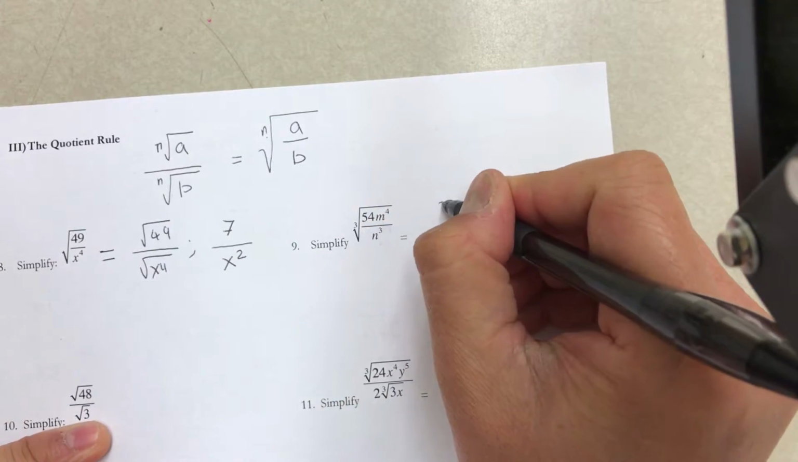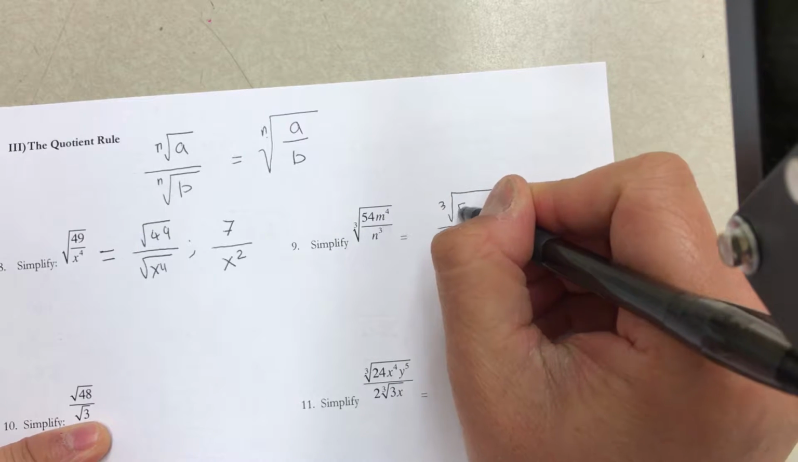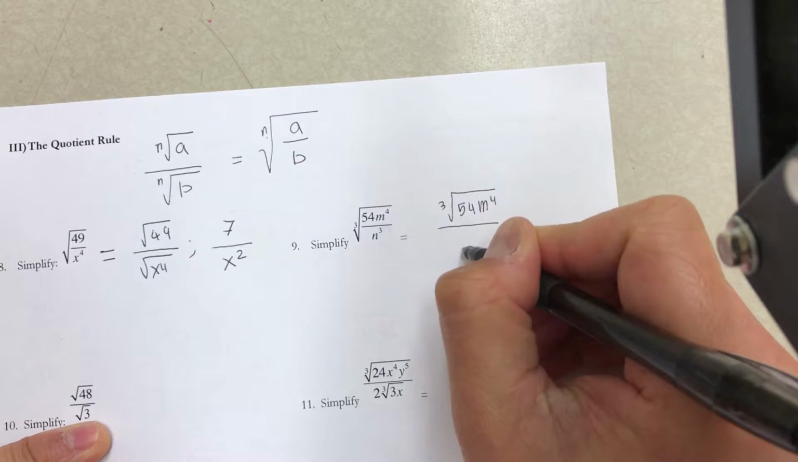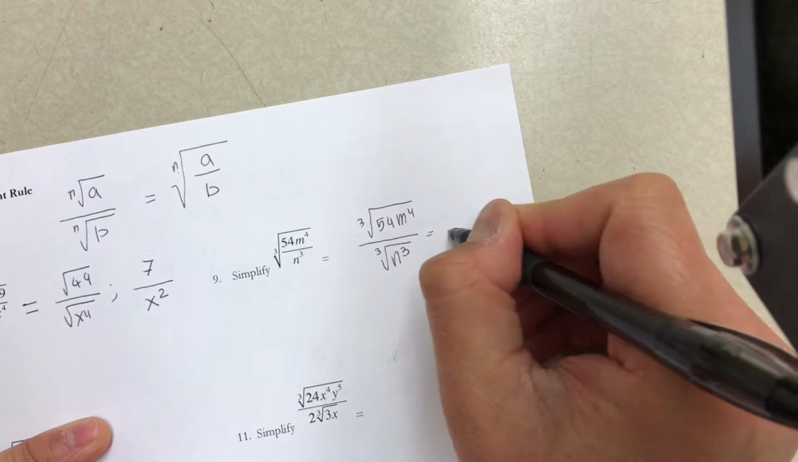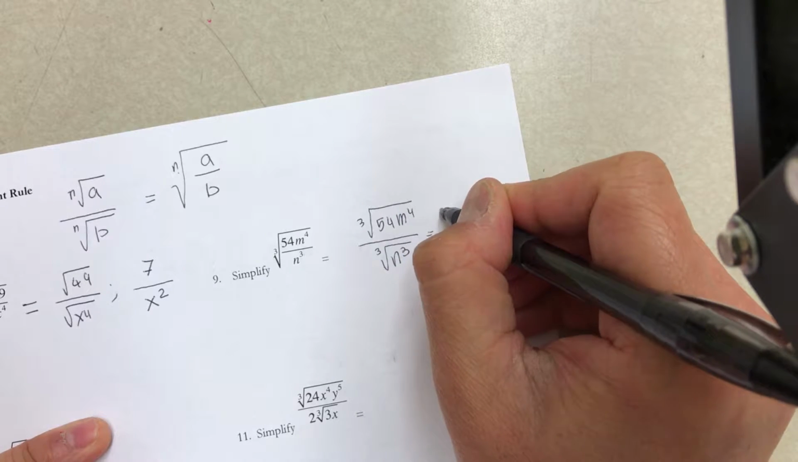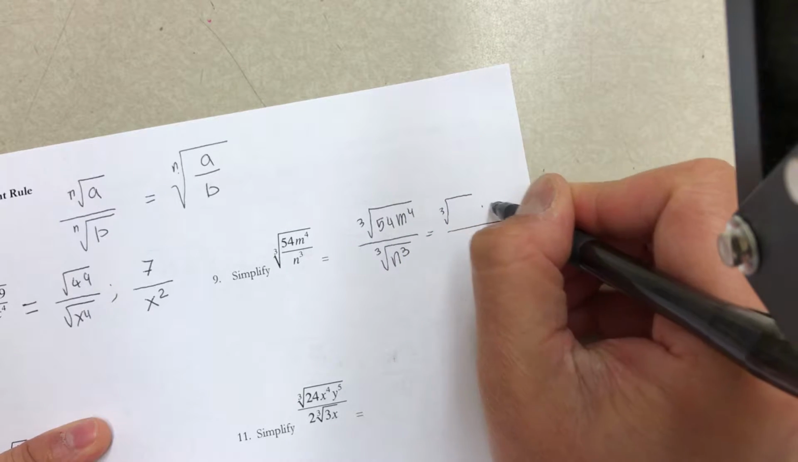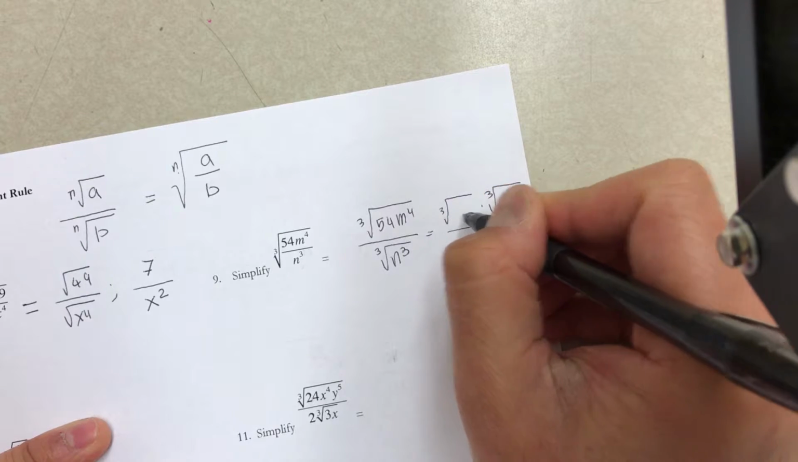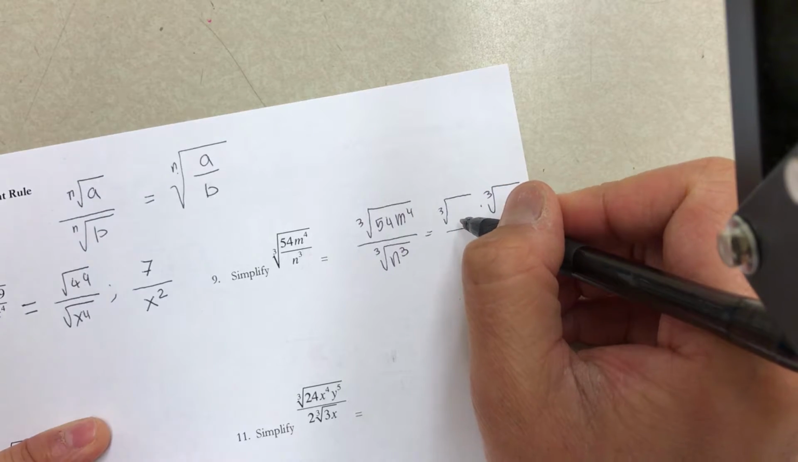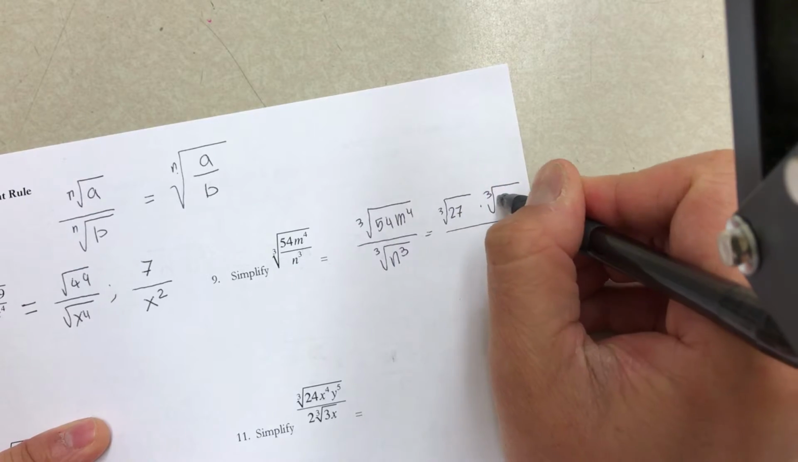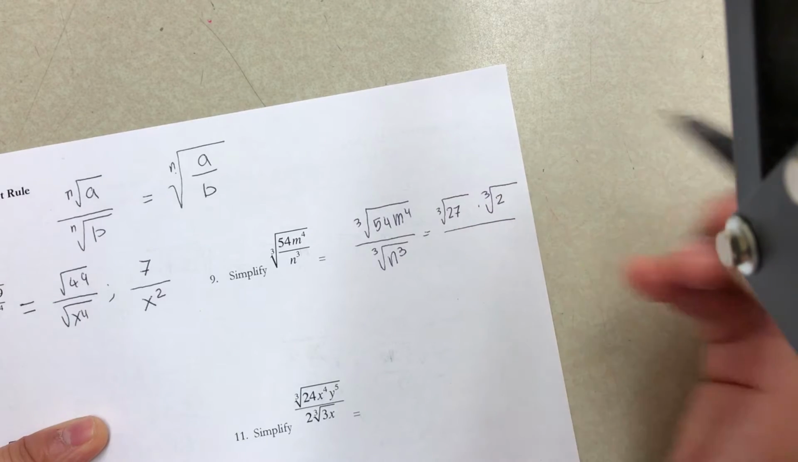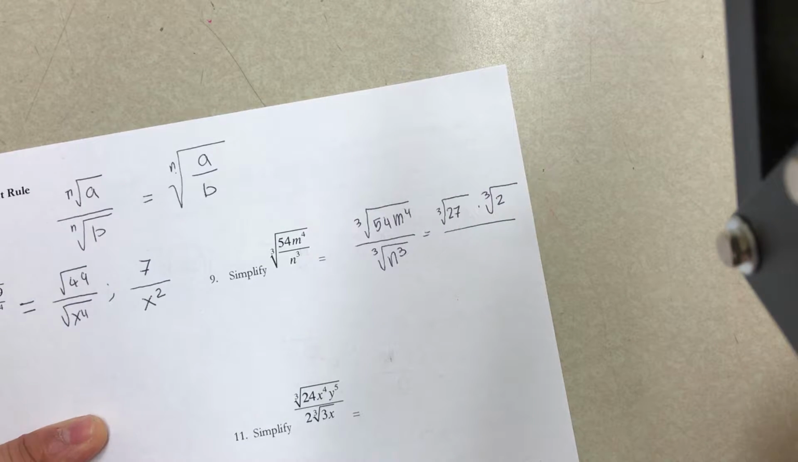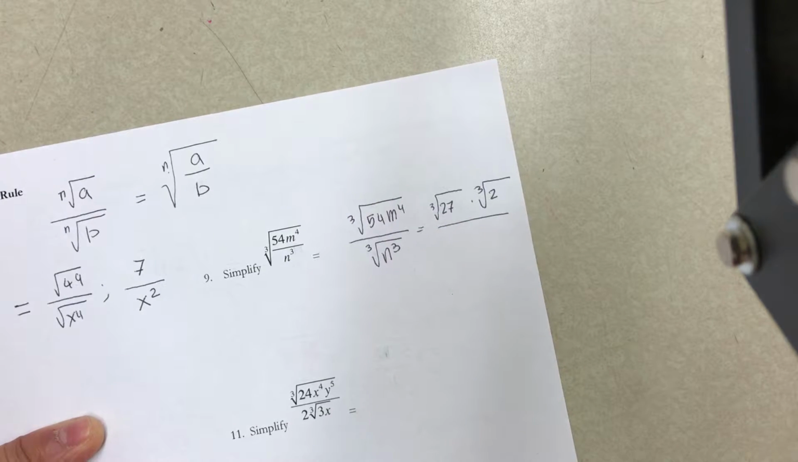Same thing to this problem. This is a cube root, so make sure you write the number 3 there. The cube root of 54m to the fourth over the cube root of n to the third. So here, we're going to apply the product rule to separate the two. 54 is 27 times 2. Now, why 27? Well, because 27 is a perfect cube. So that's why you have to memorize the first 10 perfect cubes, maybe the first 6 perfect cubes, and the first 12 perfect squares.